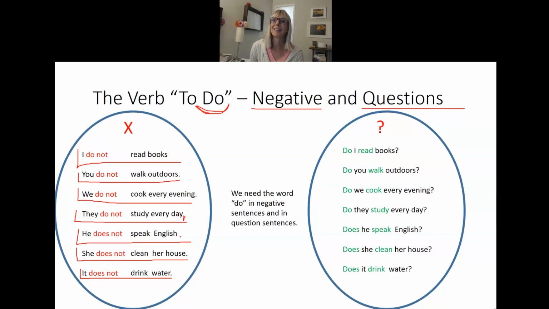This is where we need to use the do verb in a negative or a no sentence. I do not read books, period. You do not walk outdoors. Okay? And you can see this is my first verb, S. First verb, S. First verb, S. The S's only go on the verb for he, she, and it.